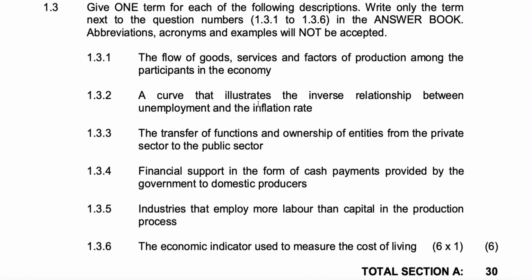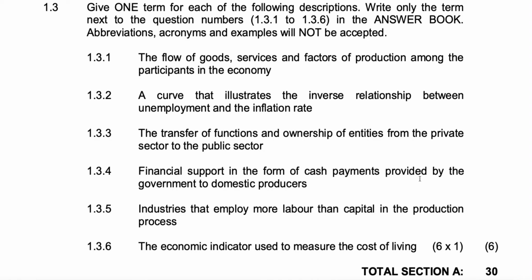The curve that illustrates the inverse relationship between unemployment and inflation, this will be the Phillips curve. The transfer of functions and ownership of entities from private sector to public sector, this will be privatization. Now, if we swap the words private for public, then it becomes nationalization. So in this case, it's privatization.